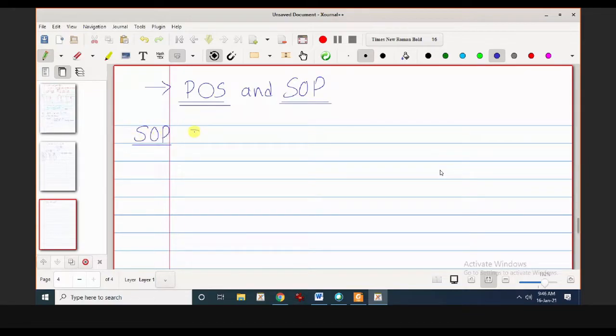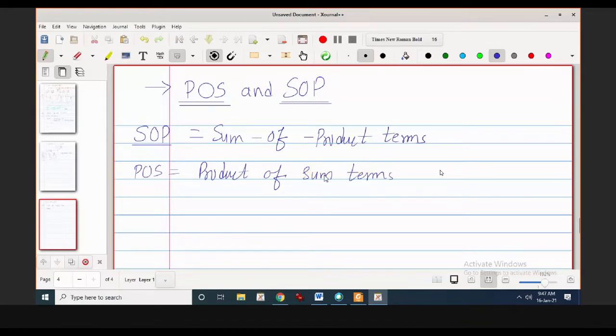SOP stands for sum of product terms. Okay, sum of product terms. Now POS is exactly the opposite of that. It is nothing but product of sum terms. Okay, so it is product of sum terms. Okay, so what is this SOP and POS? Why is it required?